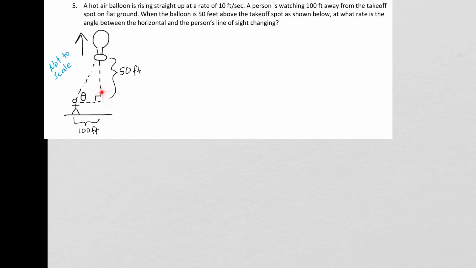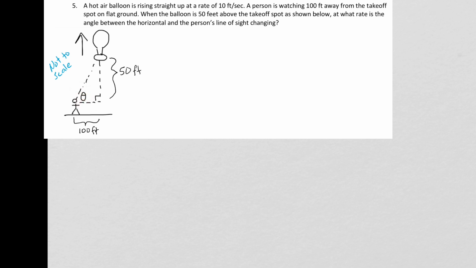The balloon is 50 feet off the line of sight, really, is the way that I'm going to do this one. So off that line from where their eyes are. It's not to scale. If this is 100 feet and that's 50 feet, then it's clearly not to scale. But what we want to know is at what rate is this angle changing? So what we're going to do is set up some triangles, and we're going to have a theta in it.